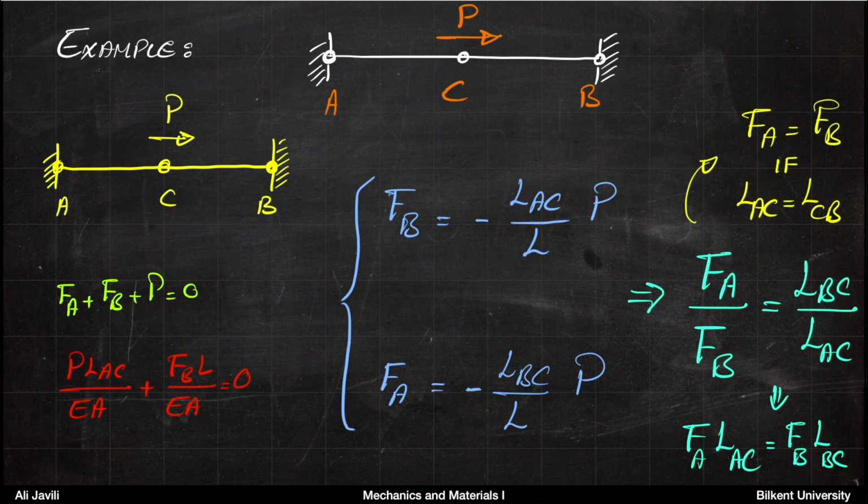And then again, also this relation sort of tells you that if point C was exactly in the middle, then LBC and LAC would be equal, and that tells you FA and FB would be equal, which is another thing that we expected intuitively. Okay, so this is sort of the relation you want, and this was all an example of how to handle statically indeterminate systems.